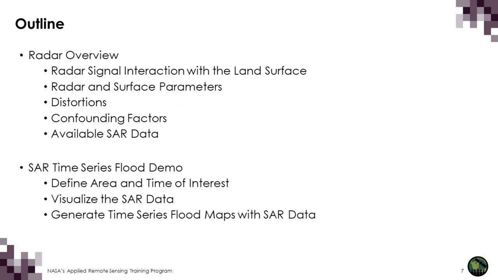In terms of what's going to be covered, here we have the outline. I will first go through a radar overview, discussing radar signal interaction with the land surface, radar and surface parameters, distortions in the radar images, confounding factors when looking at flooding, and available SAR data. And then we'll go into the demo, and we'll be using time series data from Sentinel-1. We will first define an area and time period of interest. We'll visualize the SAR data, and then we'll be generating time series flood maps with the data.